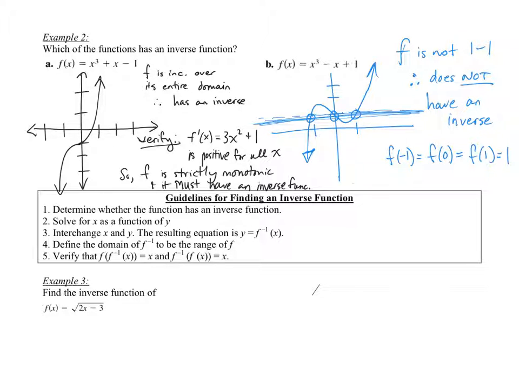Guidelines for finding an inverse function: you could determine whether the function has an inverse by solving for x as a function of y, switching your x's and y's, and then when you solve for y again, you rewrite your y as your inverse function. So the domain of the inverse is going to be the range of f. Your x's become your y's and your y's become your x's. You can prove this to be true, again, by saying f of g of x is equal to g of f of x is equal to x.